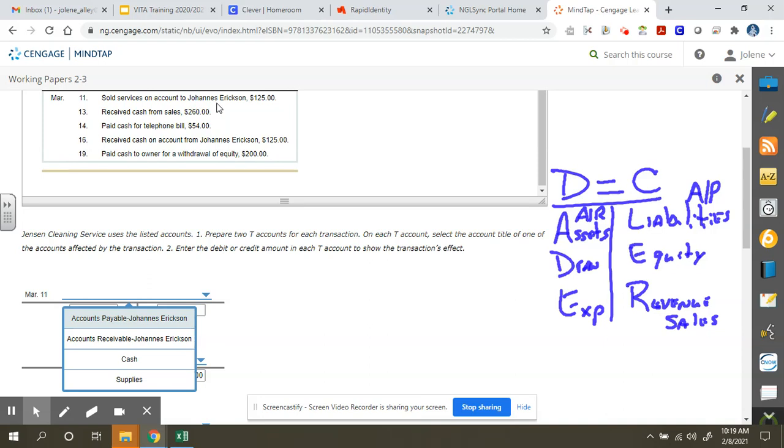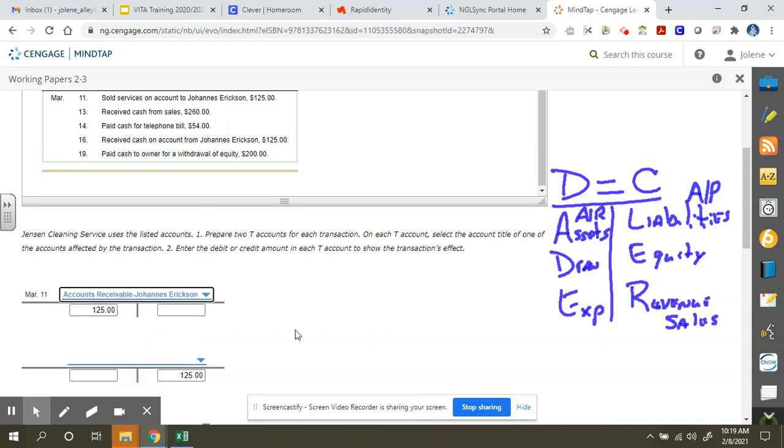Well, he owes you $125. You're waiting to receive that. That makes it a receivable. It's worth $125. It's considered an asset. Now, the other side, the credit side, you have these to choose from.